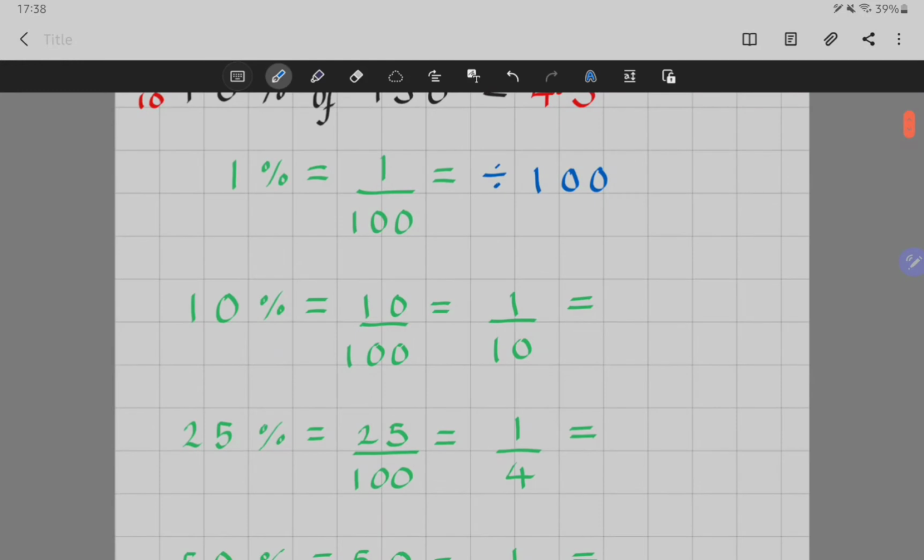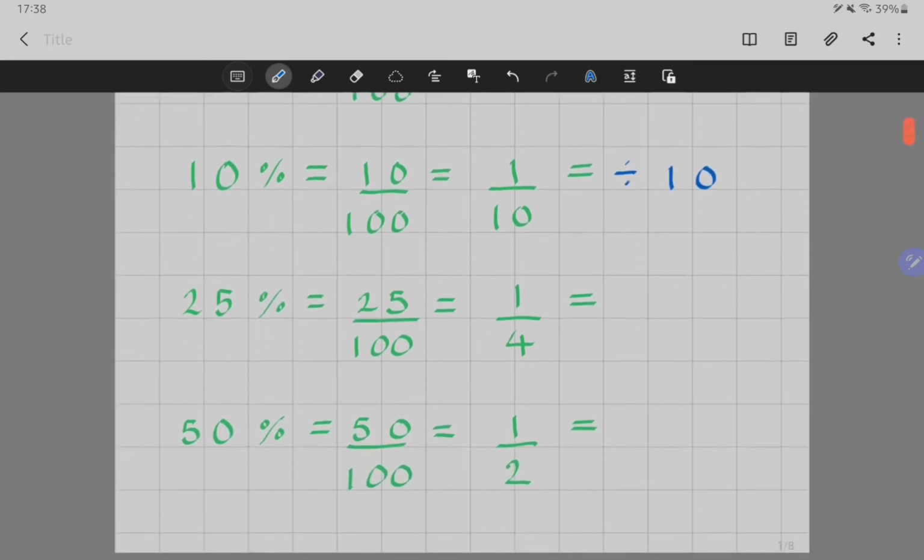10%, another important one that's really useful to know. Well, that's 10/100ths, or simplified to 1/10. So that tells me I just need to divide by 10. 25%, this one crops up a lot. 25% is 25/100ths, which can be simplified to 1/4. And 1/4 tells me I need to divide by 4.